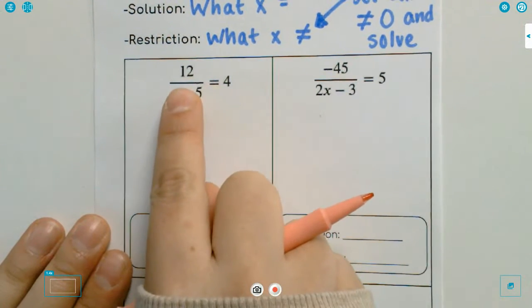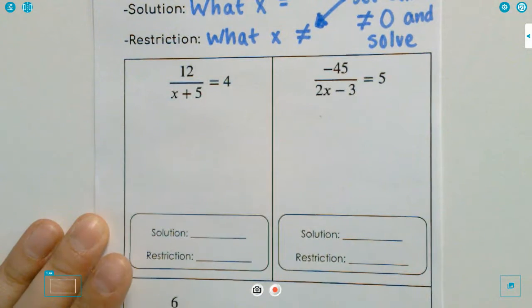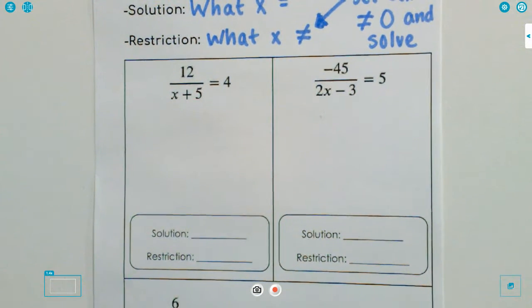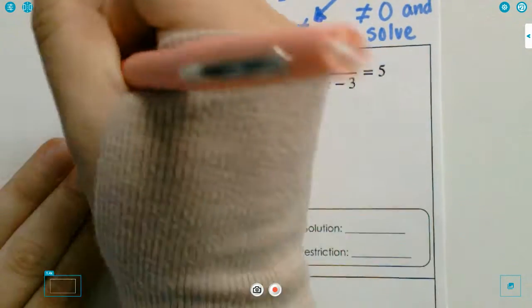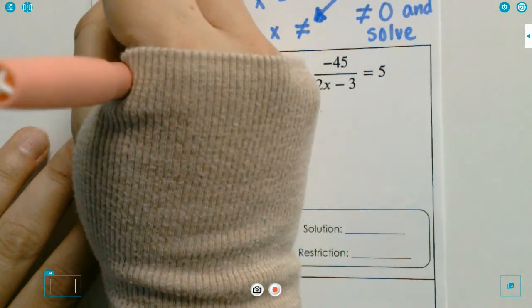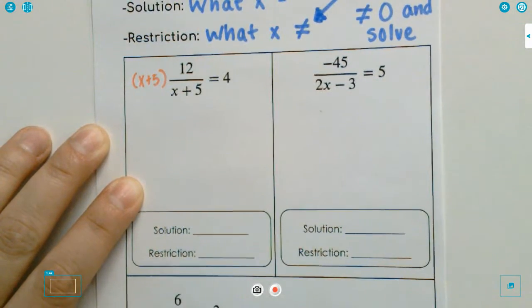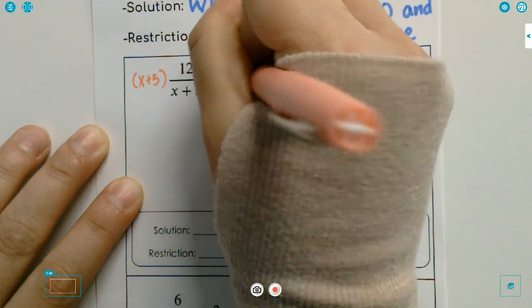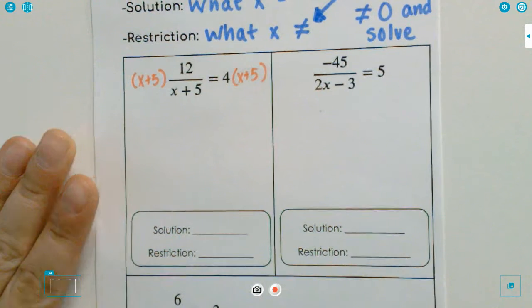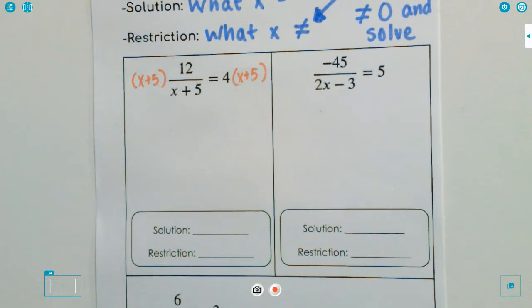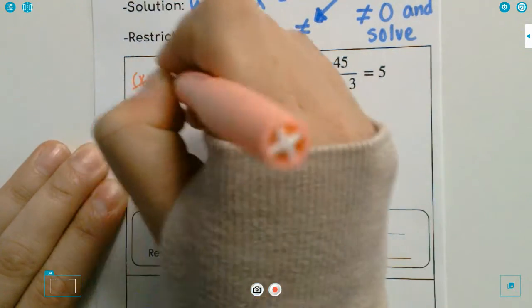So we've got 12 over x plus 5 equals 4 here. We're trying to solve for x. In order to solve for x, we've got to get it out of the bottom of our fraction. How we get things out of the bottom of our fraction is we do the opposite of dividing, which is multiplying. So we're going to multiply both sides by x plus 5. I'm going to put in parentheses right here x plus 5, and right here x plus 5. On the left side, those x plus 5s cancel, so I can go ahead and cross them out.